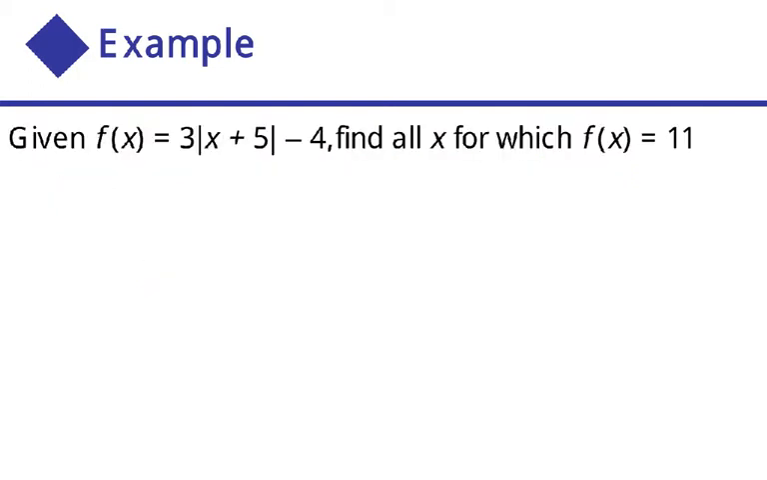Now here we're given a function, f of x, which has an absolute value in it. And we want to find all the x's for which f of x equals 11. So what I'm going to do is put that 11 in for the f of x, and I'm going to rewrite all this.